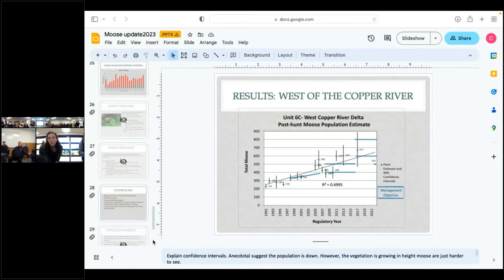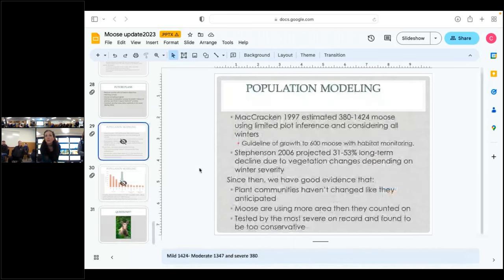Uh-oh. I can drag it over so you can. So, let's see, I think it's this one. Can you make that slide?